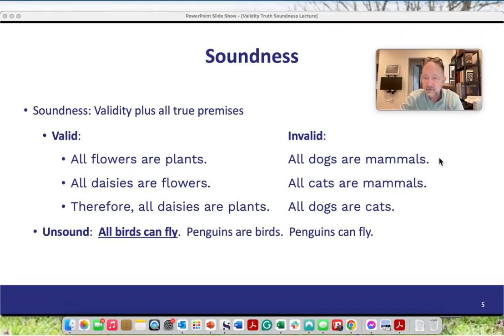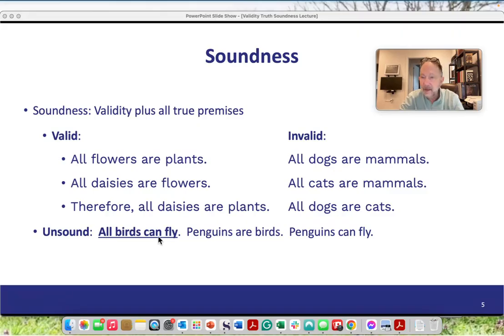So if you just do this purely with letters, make dogs A, make cats C, make mammals B, all A's are B, all C's are B, therefore all A's are C's, you can see right here that doesn't work, right? This lineup doesn't work. And an unsound deductive argument is an argument that has a false premise in it, right? Therefore, the conclusion is not going to be true.